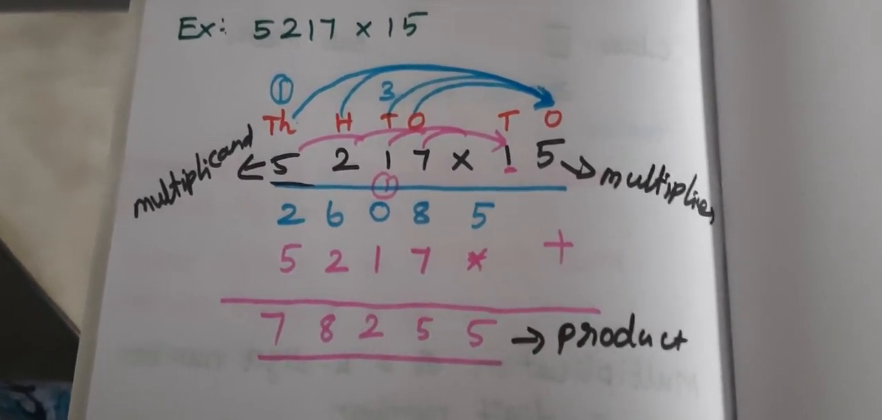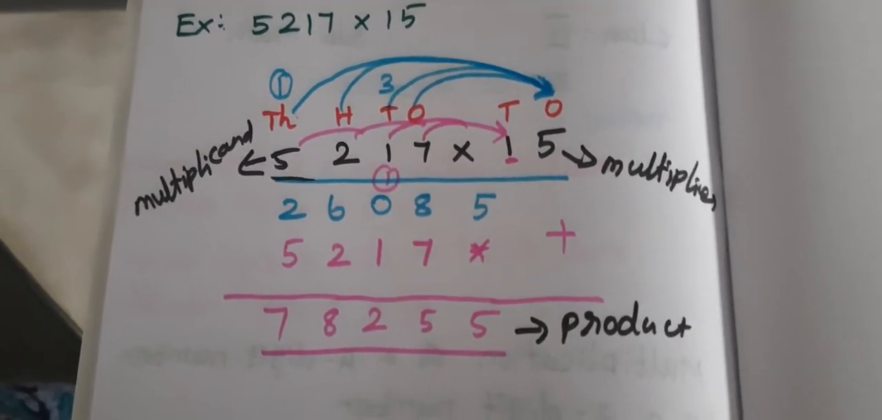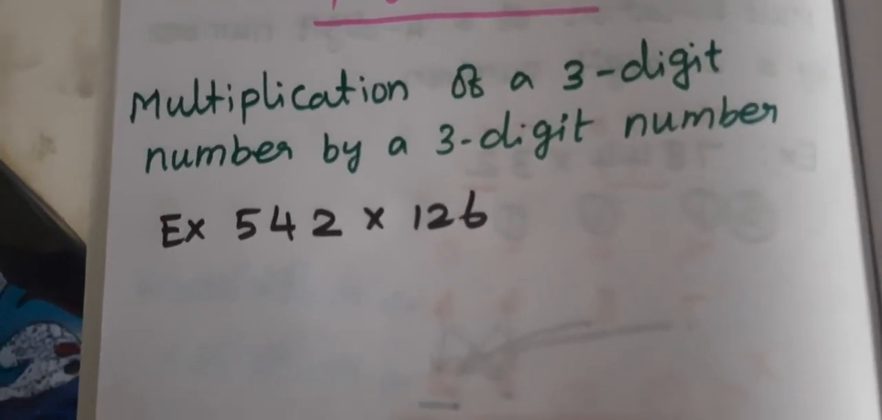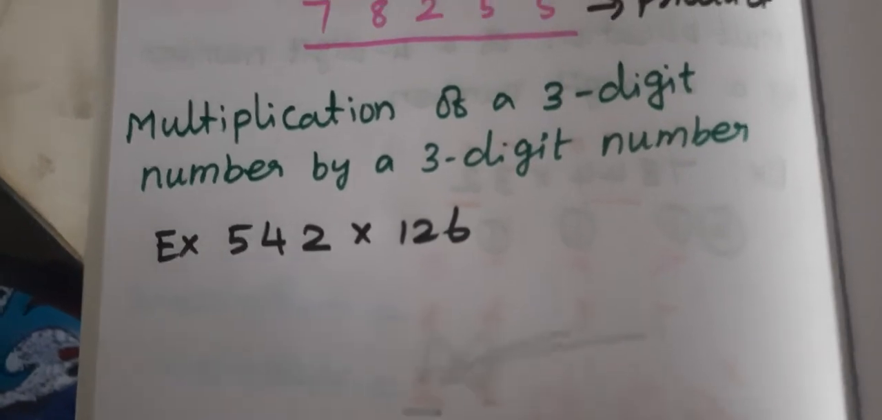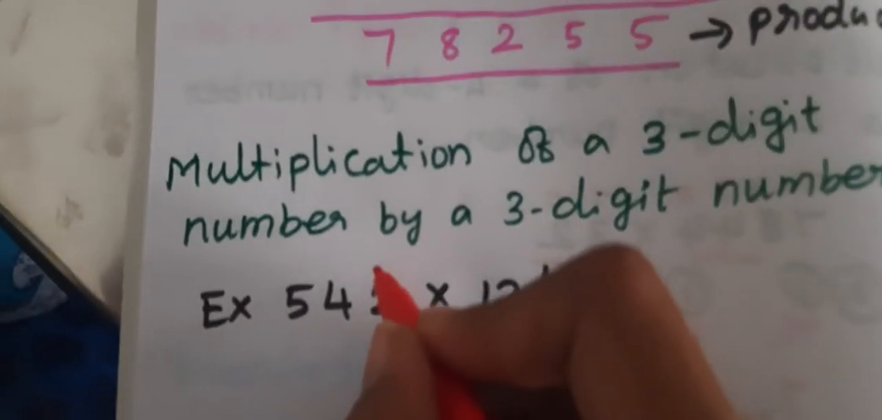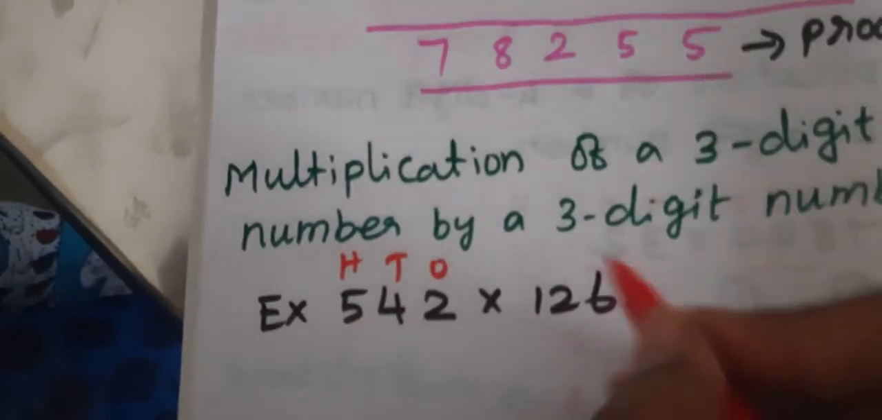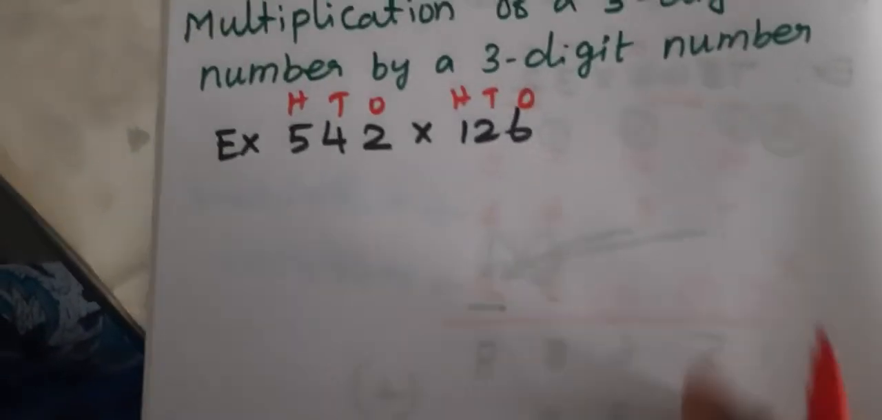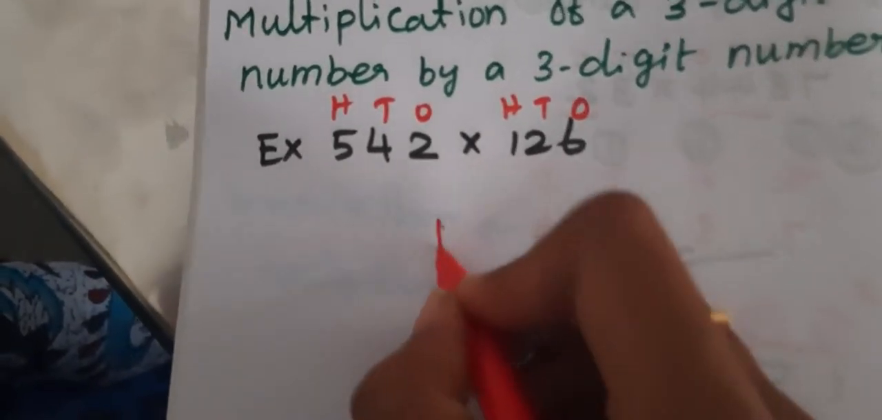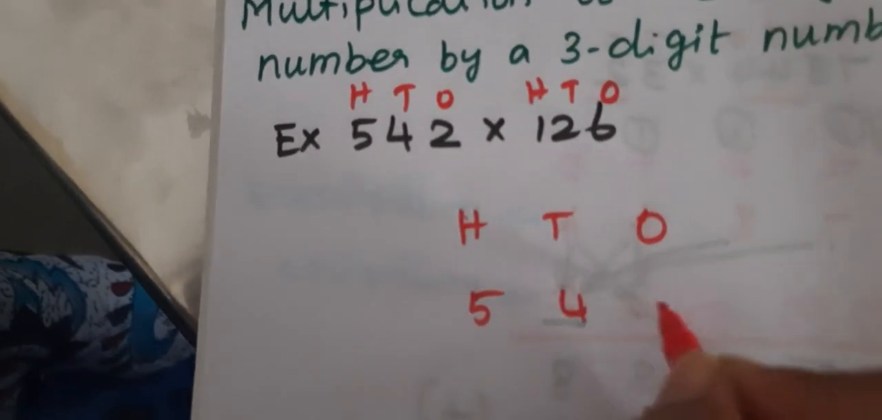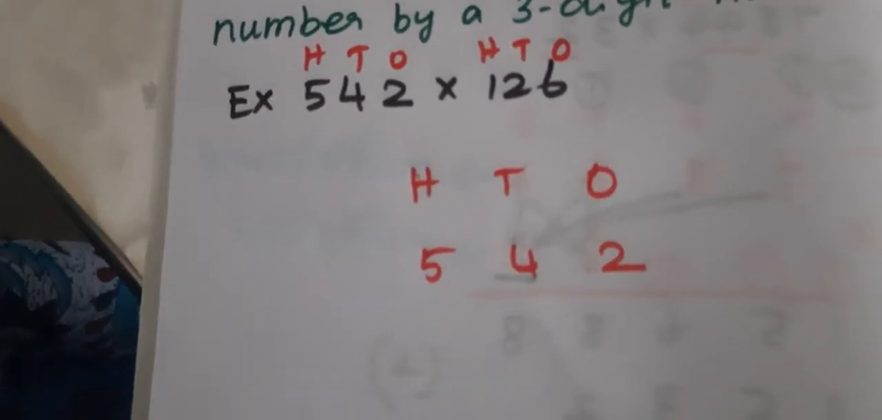Yes, next is the multiplication of a 3-digit number by a 3-digit number. So this is the example for this concept. I already told you to write the places: ones, tens, hundreds, ones, tens, hundreds. So listen carefully. 5, 2, 5, 4, 2.